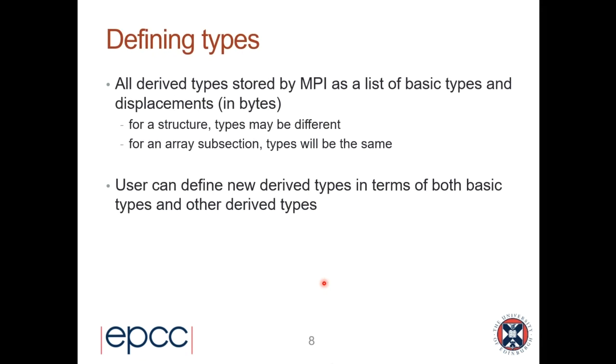So it turns out that all derived types in MPI are fundamentally stored as a list of basic types and displacements in bytes. That's at the very lowest level how MPI defines them. For a structure, the types may be different, because a structure is almost by definition a collection of different types of object. For an array subsection, the types will be the same, but the displacements will be weird. And you can define new derived types in terms of both basic types and other derived types, so you can layer them up. I could define a vector of vehicles, for example.